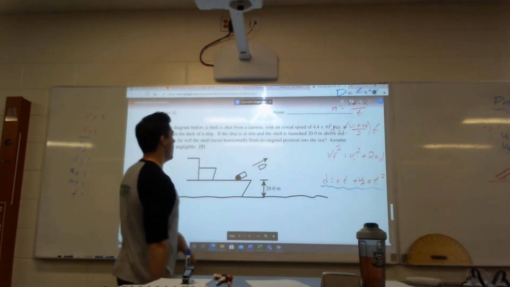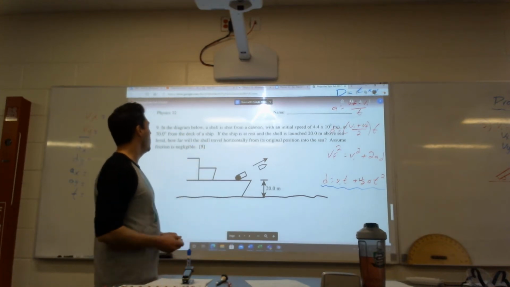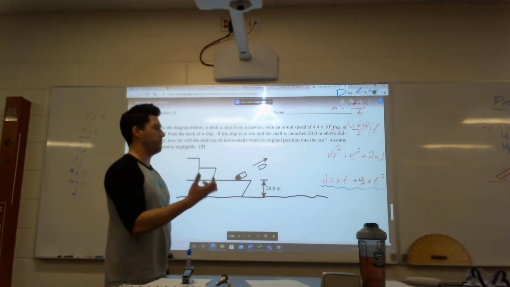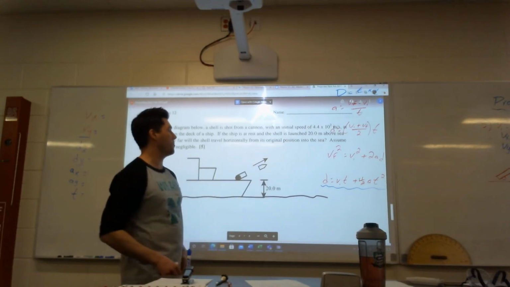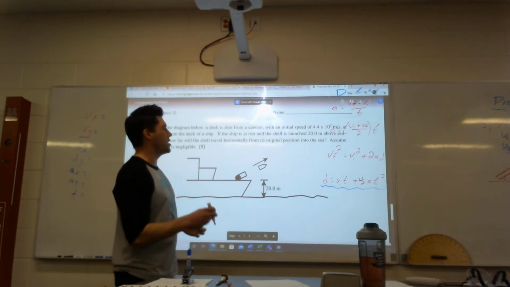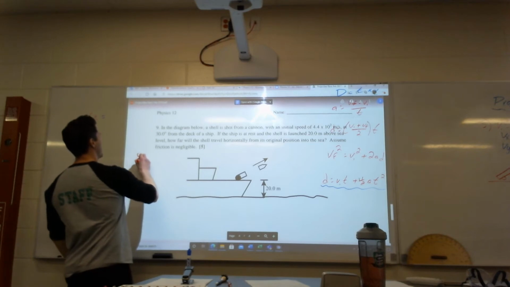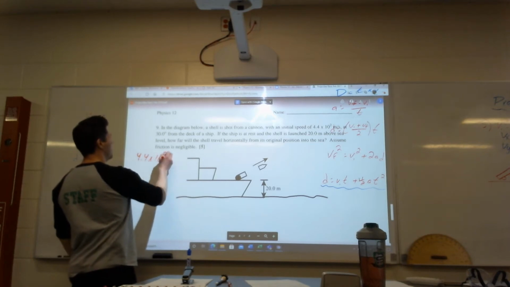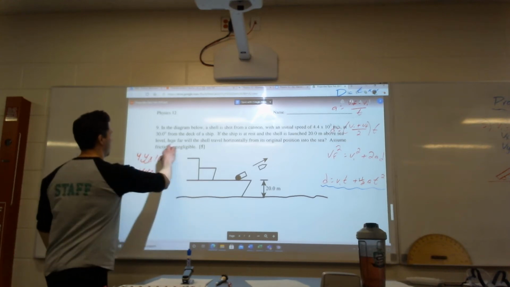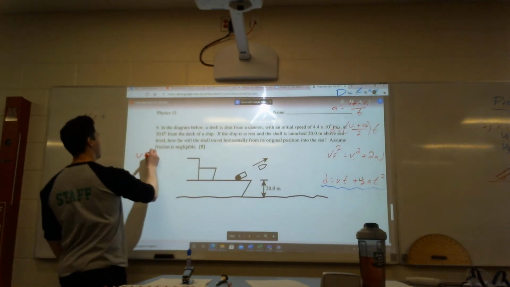So I'm going to read it first, and then I'm going to draw it, and then you guys can also draw it. So it says, in the diagram below, a shell, basically like a shell that's launched from some kind of rocket or from a cannon, has an initial speed of 4.4 times 10 to the 2, also known as 440. Move the decimal 2 spots, you get 440. A little reminder on scientific notation. Velocity equals 440.